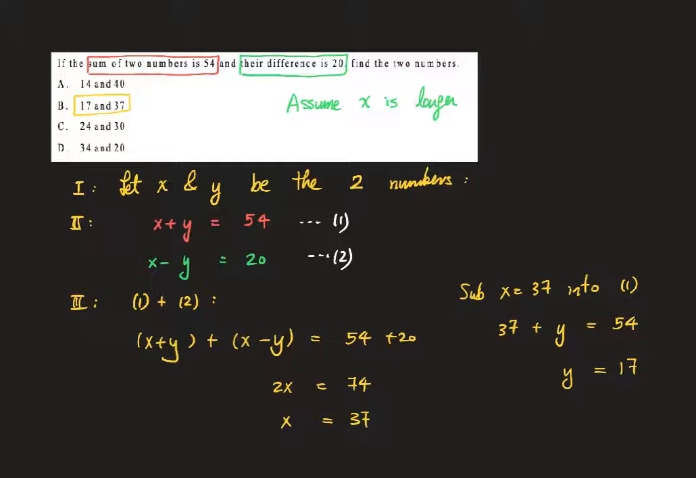Some students did not know how to set up equation 2 in this case. So pay attention to this assumption. Actually, you can assume y is the largest number, and then this equation will become y minus x equals 20. That's all for this question. And next question.